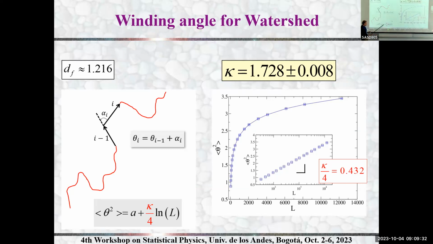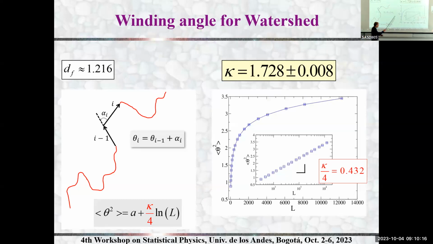If you now study the fluctuations of this cumulated angle, it fluctuates, because everything fluctuates here; it's a stochastic walk. Then it must fulfill the property that you have first a constant, and then the size-dependent part is logarithmic with a prefactor of kappa over 4. And kappa is again the same kappa that we have discussed before, which is related to the fractal dimension. This property is very general. I don't know of any conformally invariant path that does not fulfill this property of the winding angle. So we do that now for the watershed.